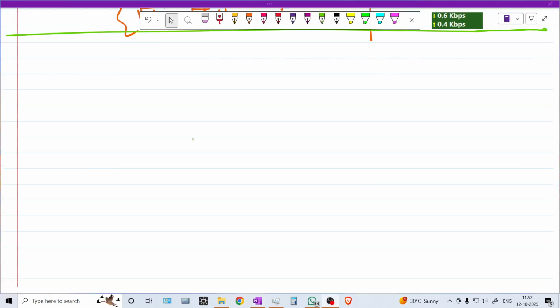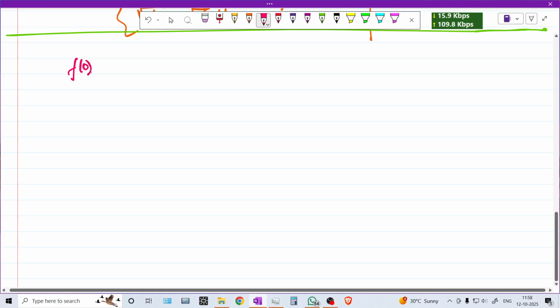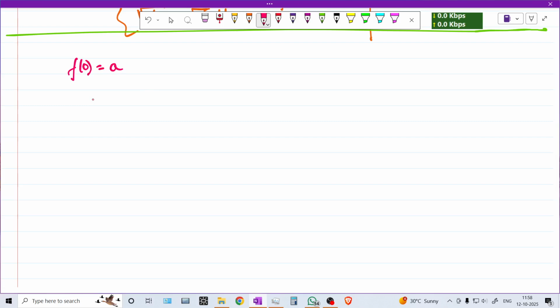Now you see in this question it is already given that f of 0 is equal to a. That means 0 is the critical point where we need to find the continuity of the function. So I will write here right hand limit, first of all, limit x tends to 0 plus f of x is equal to limit h tends to 0 f of 0 plus h.